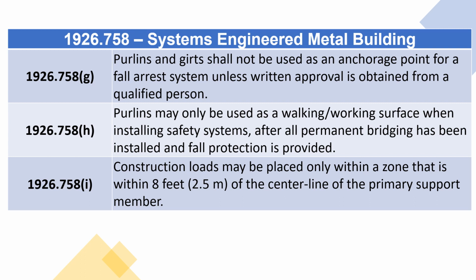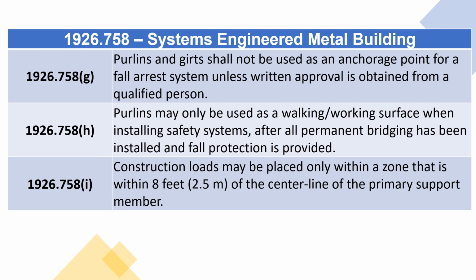1926.758 G. Purlins and girts shall not be used as an anchorage point for a fall arrest system unless written approval is obtained from a qualified person. 1926.758 H. Purlins may only be used as a walking/working surface when installing safety systems, after all permanent bridging has been installed and fall protection is provided.